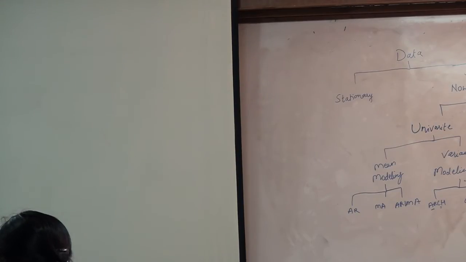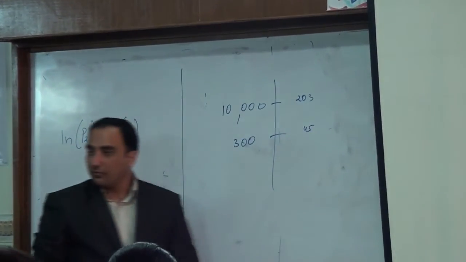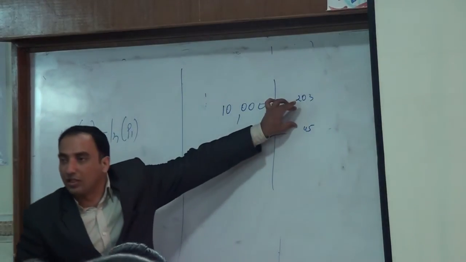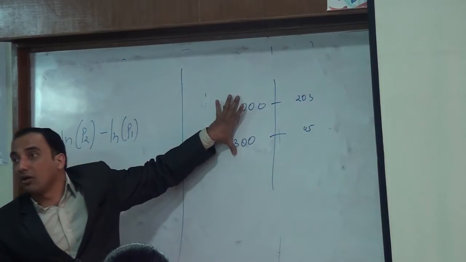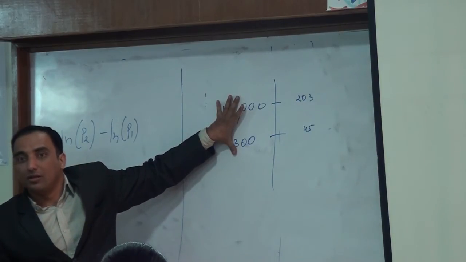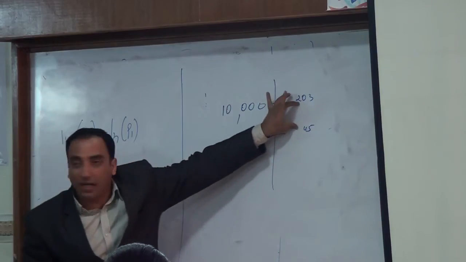But if I take the log of this number and the log of this number, the log of this number will come to around 203 something, and the log of this number will come, let us say, 45. Now see the difference between these two numbers. कितना सा हो गया? और ये difference कितना बड़ा हो गया? Right? So earlier what was my difference? Now what is my difference?